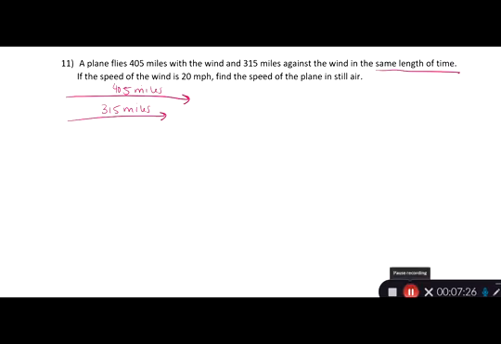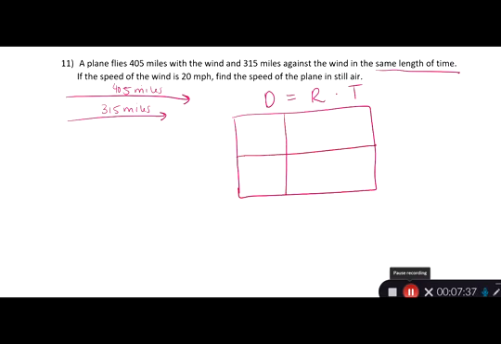So now we're going to set up our chart. Distance equals rate times time, right? And they really don't tell us a lot about the planes, so we're just going to say plane 1 and plane 2. Right? There's two planes. The distance of the first plane was 405. The distance of the second plane was 315. Same length of time. So again, time equals distance over rate. Okay? So our rate is where we're not sure. We don't know how fast the planes were flying. We know that the wind was going 20 miles per hour.